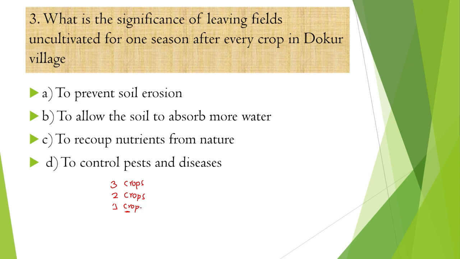So in this village, what is the condition here? Only one crop they can go for, meaning they can cultivate only one crop. So why are they cultivating one crop? Let us see the options.